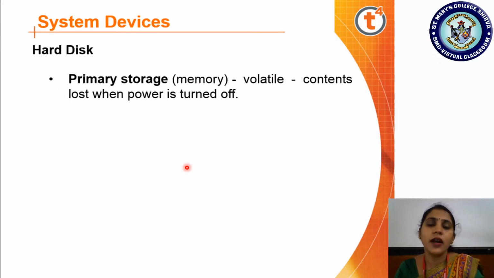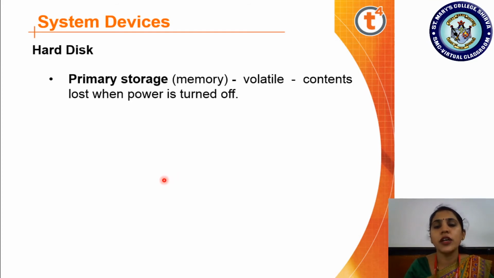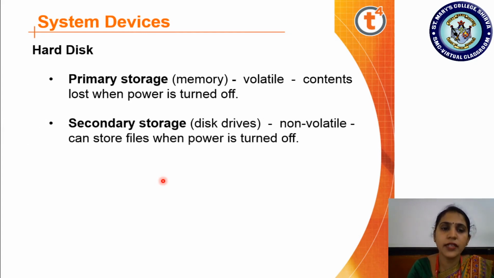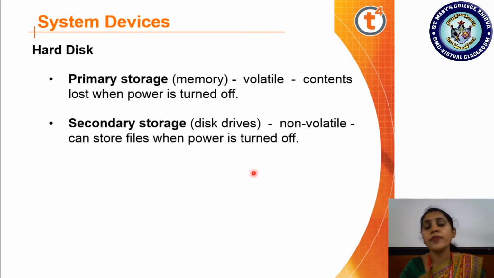Hard disk. I hope all of you are familiar with the term hard disk, right? So primary storage is actually what? Volatile, the contents are lost when power is turned off. So we have the primary storage, that is memory, and then the secondary storage, that is the disk drives, which are non-volatile and can store huge files when power is turned off. So any information which you want to save and access back later, you store in which one? Disk drives. Okay, and that is which one? The secondary storage devices, and they are permanent, not temporary.